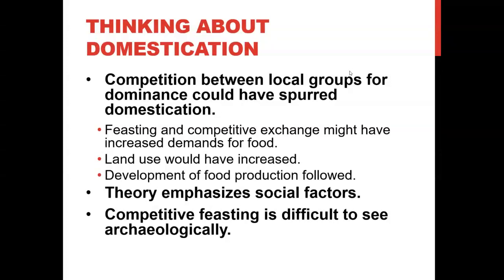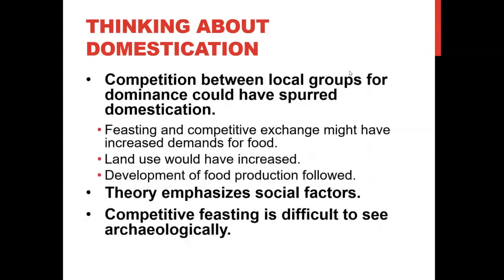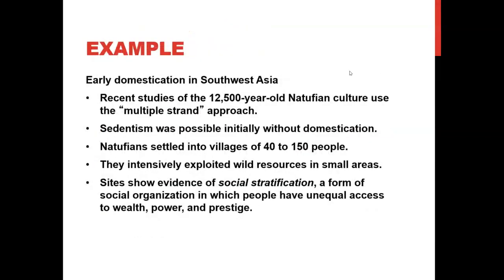And the reason why that's important is because if we did, that means that all of our thinking would be the same. So essentially what I'm saying is that this is evidence of human imagination. So yeah, just keep that in mind. Okay, so just like this, broad spectrum foraging and competition between local groups are just as possible in terms of us developing domestication. All right.